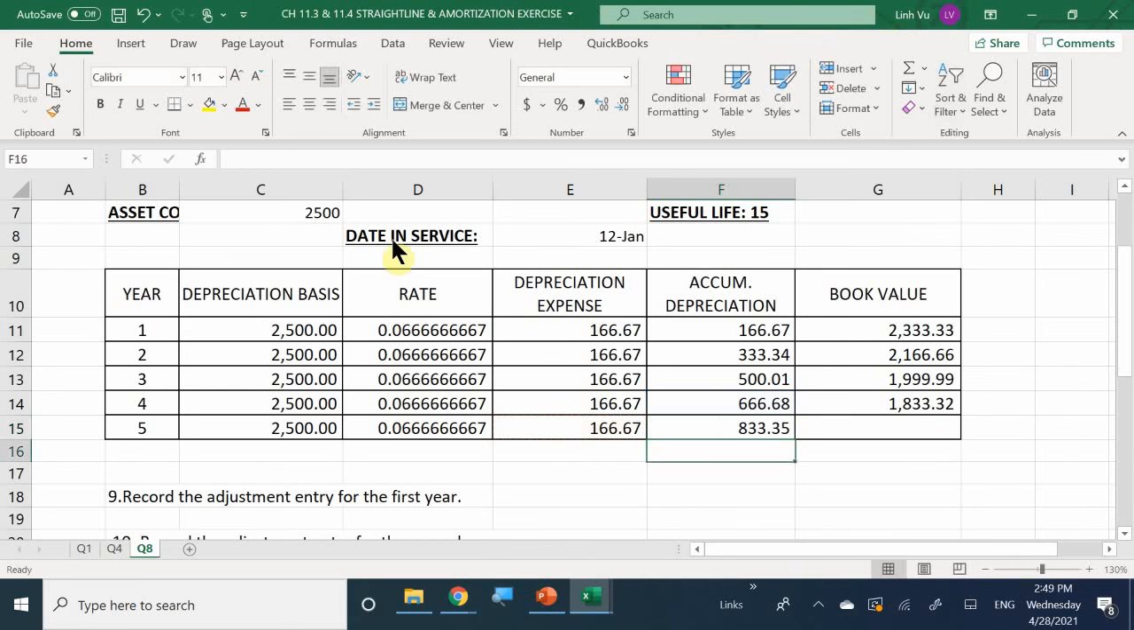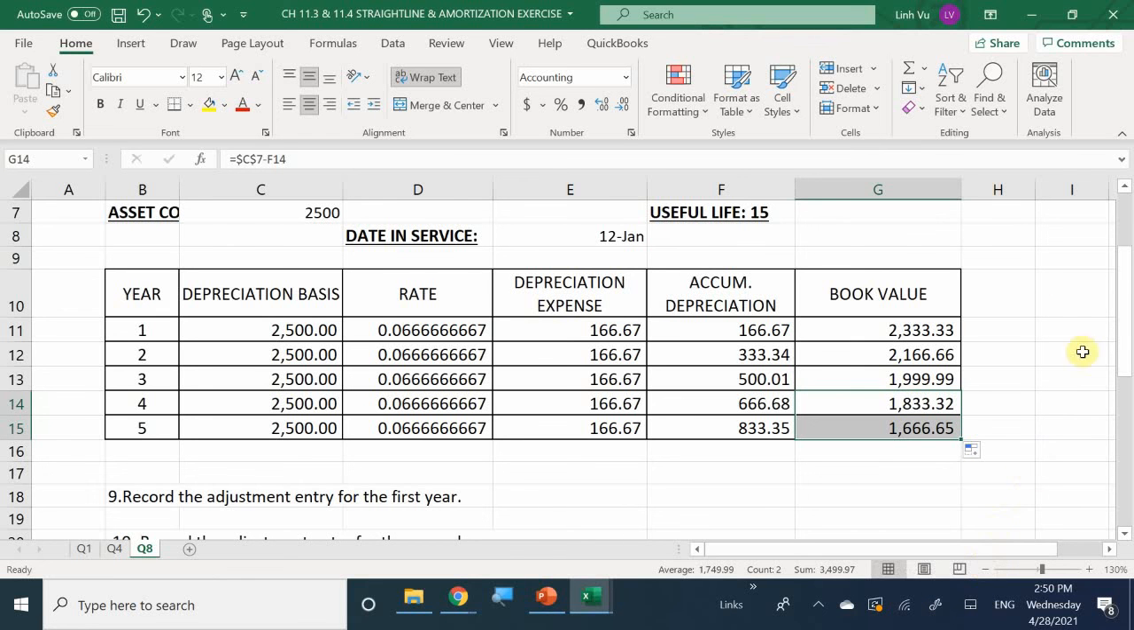Last but not least, what is my accumulated amortization for year 5? 833.35. Good. Therefore, my book value for year 5 is 16666 and 55 cents. Good.